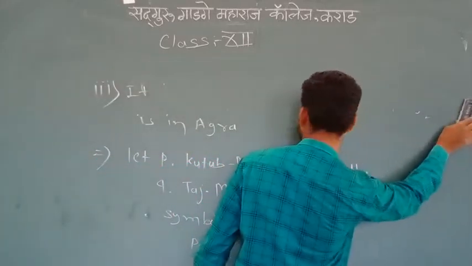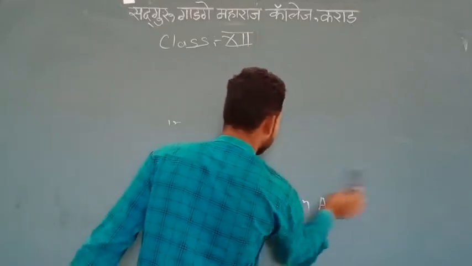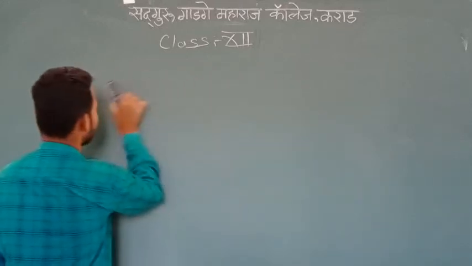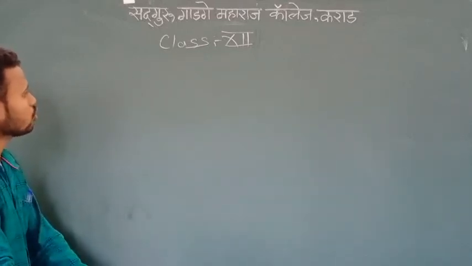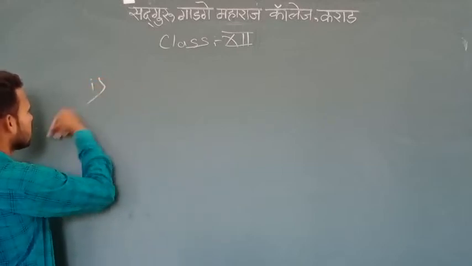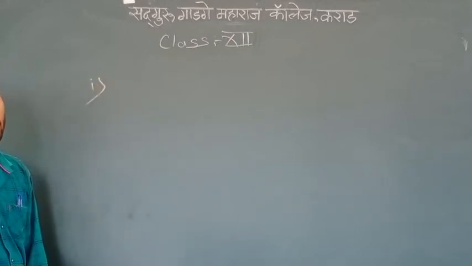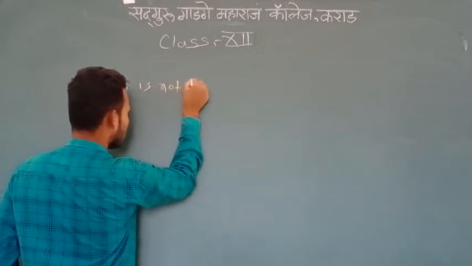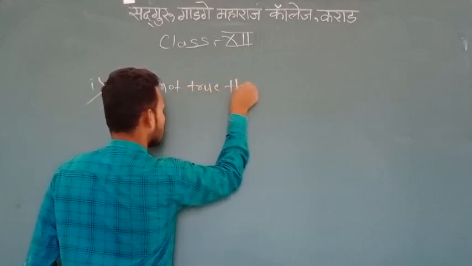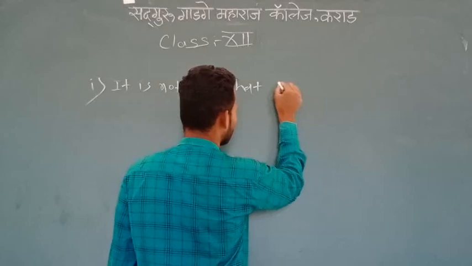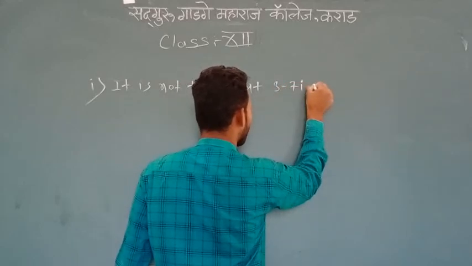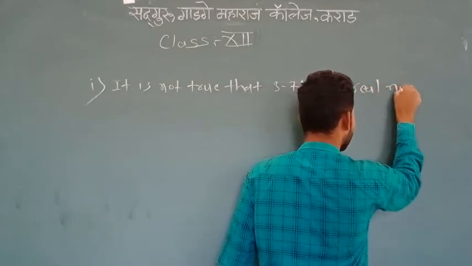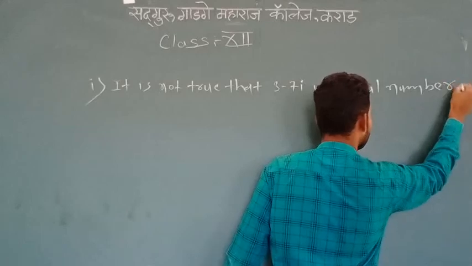Now next question: find the truth value of the following statement. The statement is: it is not true that 3 minus 7i is a real number.